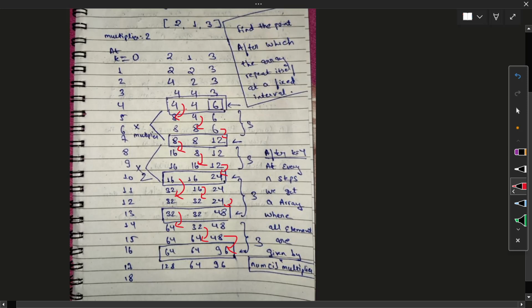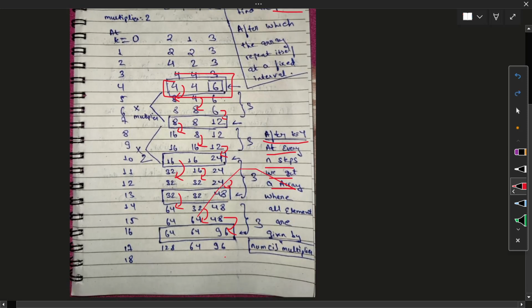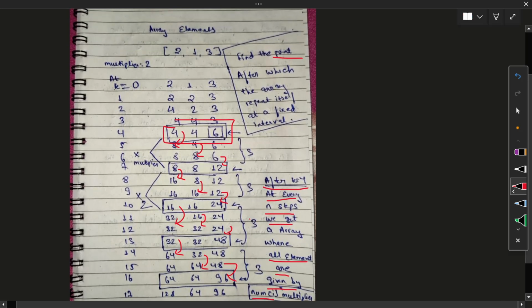So what I'm saying is, after a point, the array repeats itself, meaning every element in the array multiplies with the multiplier. So here the k is 4. After 4, at every n steps, we get an array where all elements are given by the current element multiplied by the multiplier. So after this point, all the elements in the array multiply with the multiplier.